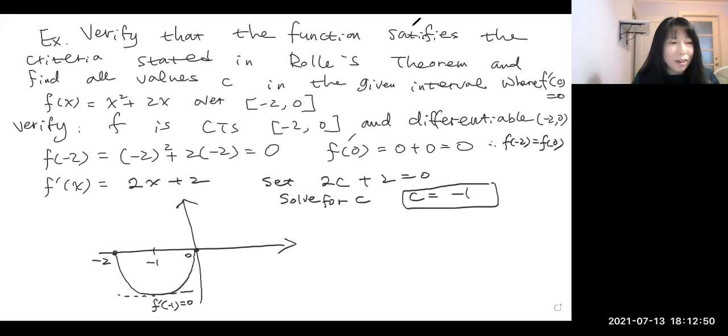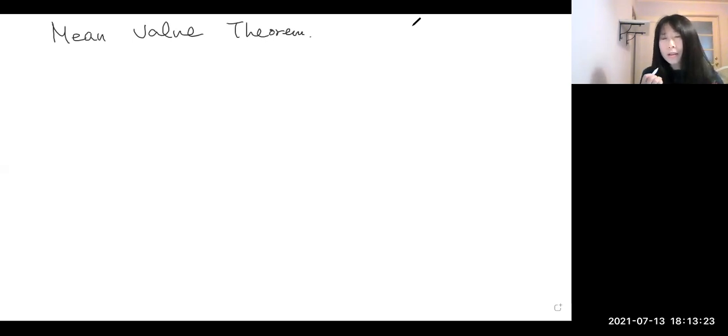Okay. All right. I want to do the mean value theorem. Okay, so as I said earlier, mean means average, right? So the mean value theorem means the average rate of change. So average rate of change, what does it mean? Slope, right? Slope of the secant line.